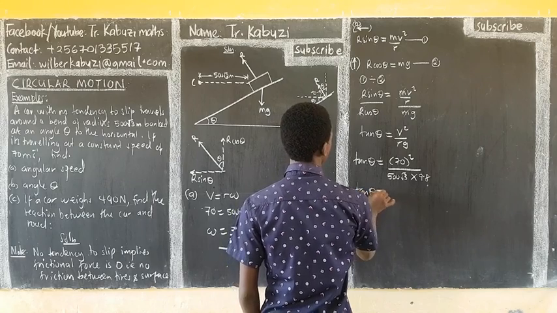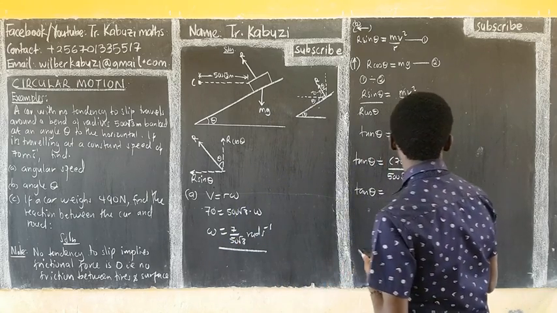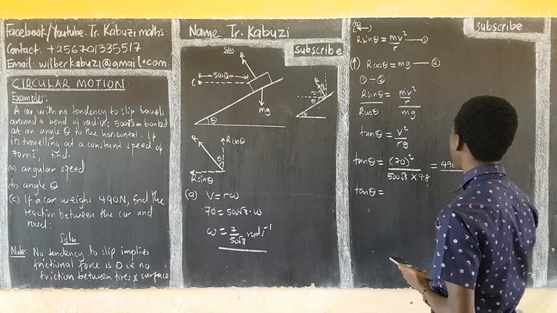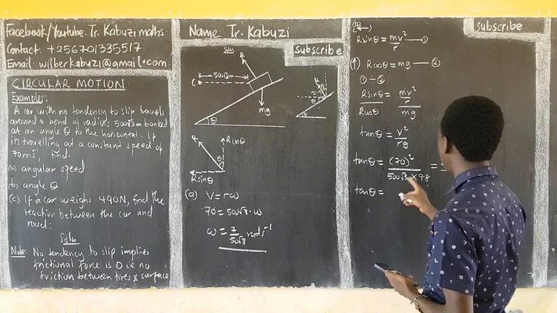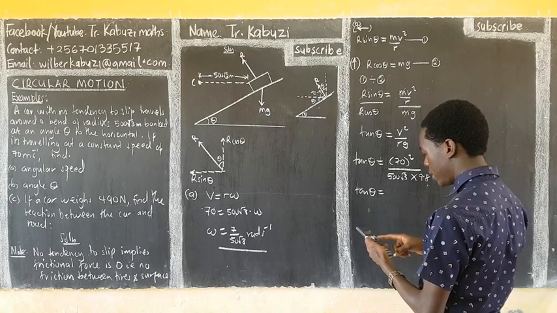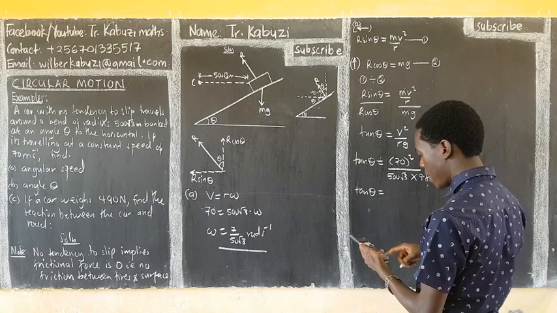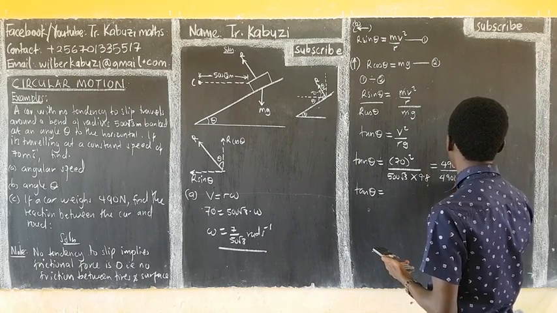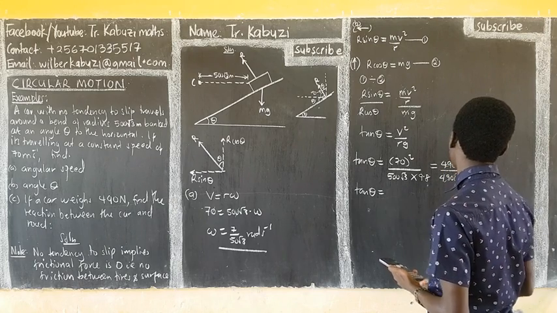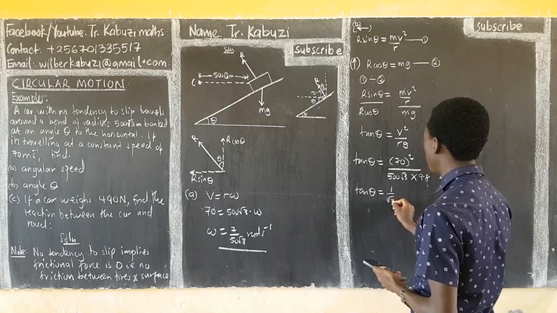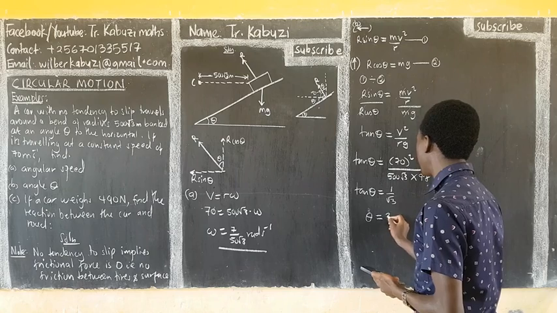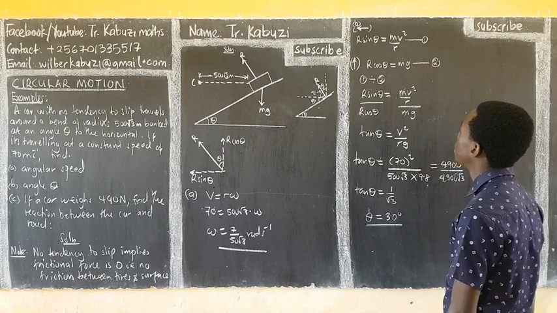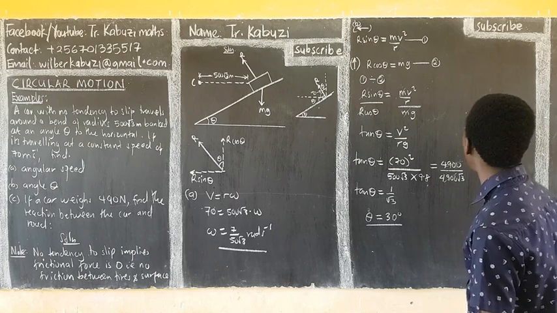Our tan theta is going to be 4,900 over 500 times 9.8, which gives me 900 root 3. I have 1 over root 3, and from there my theta is going to be 30 degrees. This is a special angle. So I have this now. That was my part B.